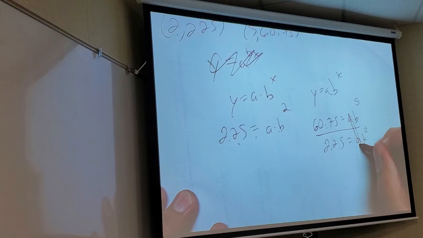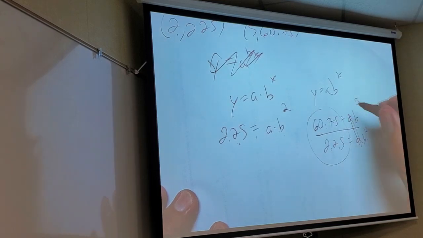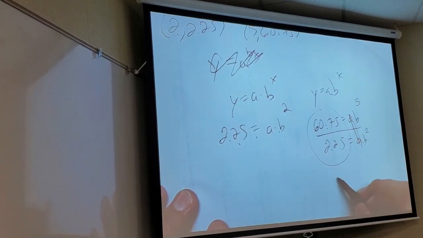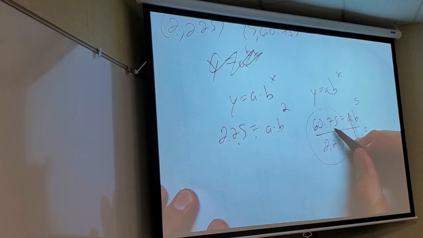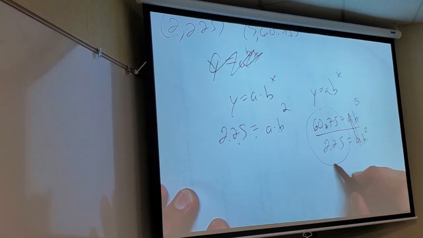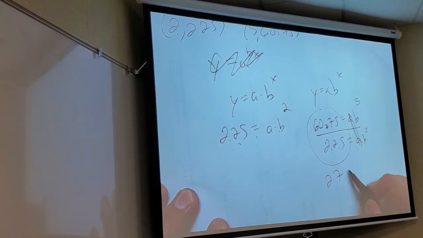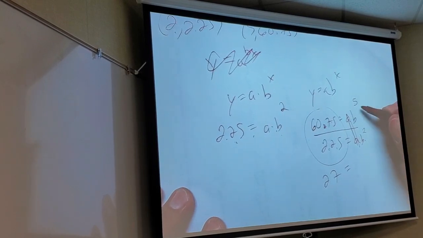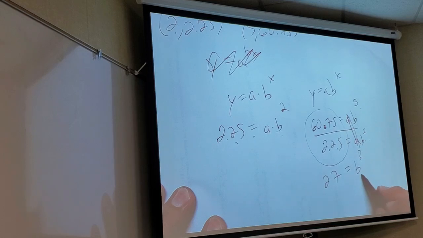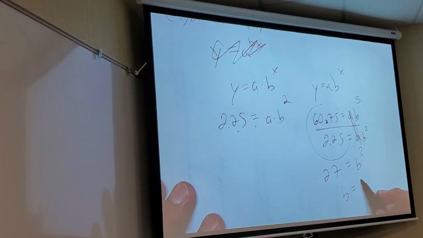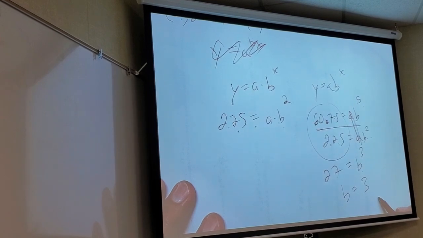These cancel, everybody with me? Somebody help me out, what's that? 27. Yeah, sorry, I did it the other way. And what's b to the fifth divided by b squared? b to the third. And b cubed is 27. What do I cube to get 27? 3.